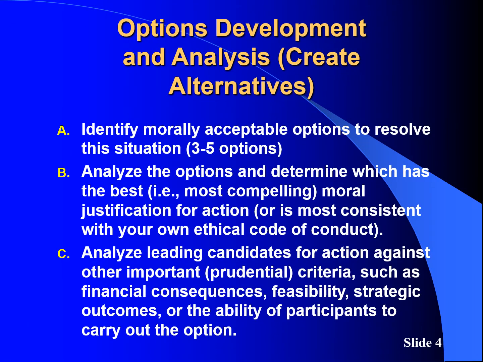The second major component of doing an ethical analysis involves options development and analysis, or creating alternatives. And this basically involves three steps. First, we want to identify somewhere between 3 to 5 morally acceptable options for resolving the situation, so that these can be analyzed to determine which is best.